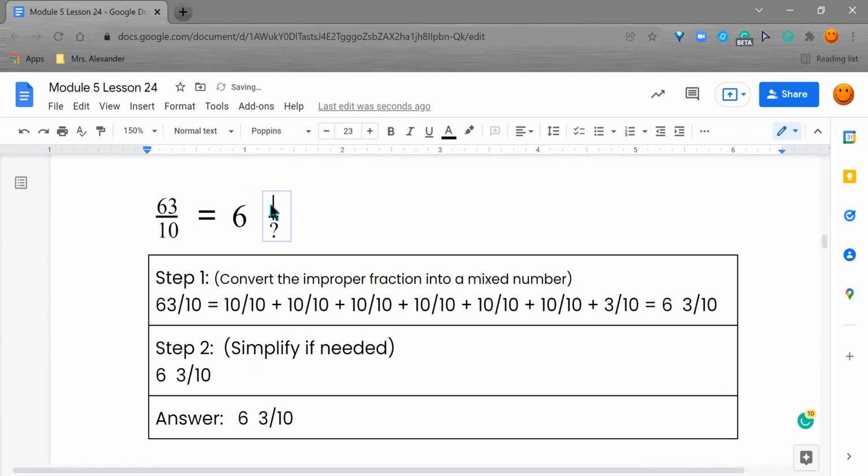As you're doing this, you guys, take your time, have fun. Make sure the denominator stays the same all the way through. Make sure when you're adding the numerators, you are able to add up to your improper fraction numerator. And then you check your fraction at the end to make sure you don't need to simplify.